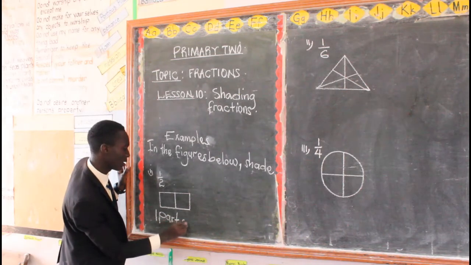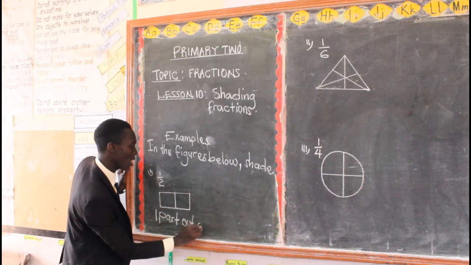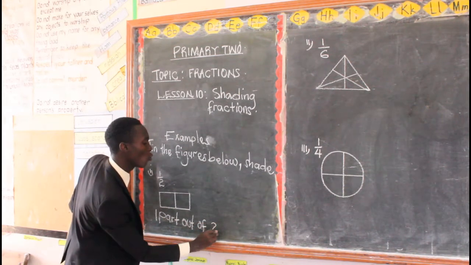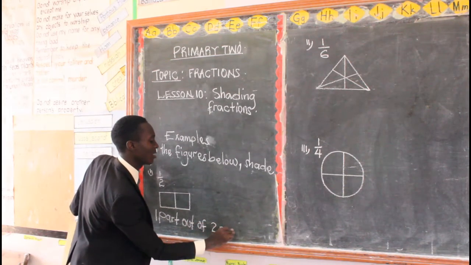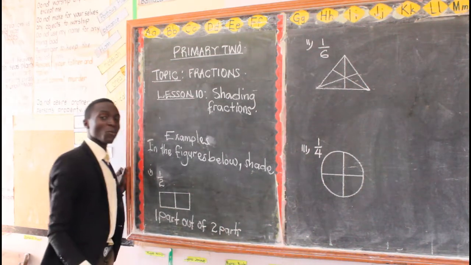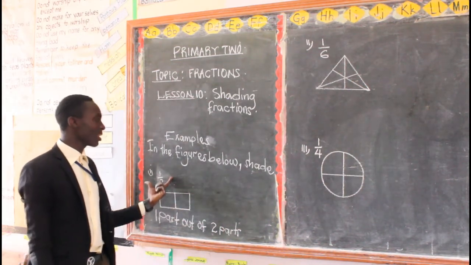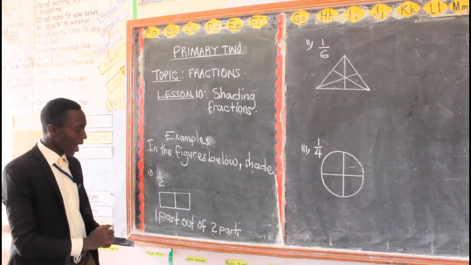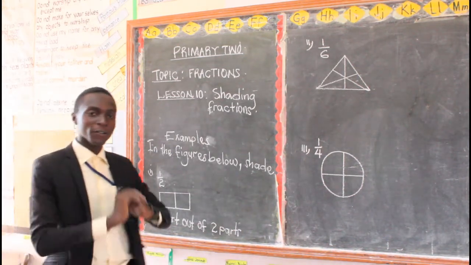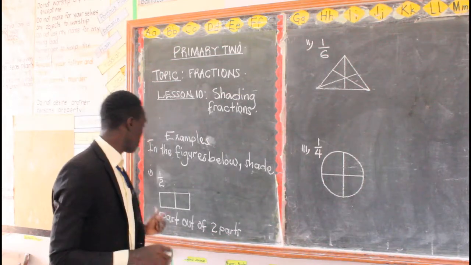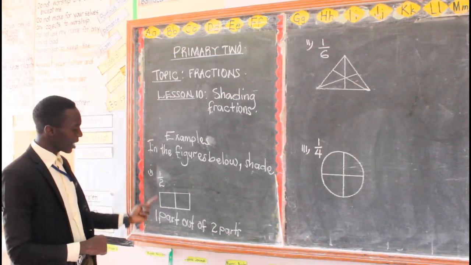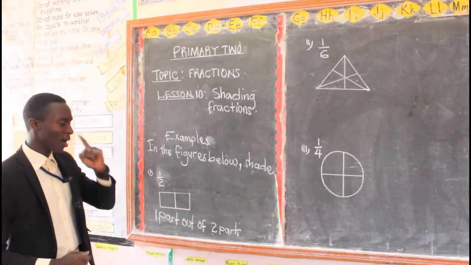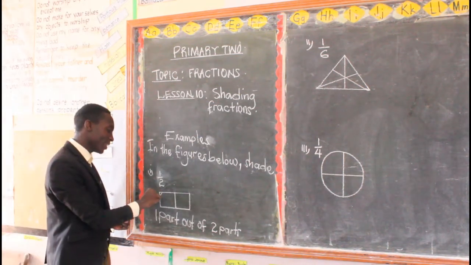1 part out of 2 parts. That's what this fraction means. So it means that we are going to shade 1 part out of 2 parts. So here, let us shade. They are 1, 2. They are 2 parts, but we are going to shade only 1 part. Shade properly.